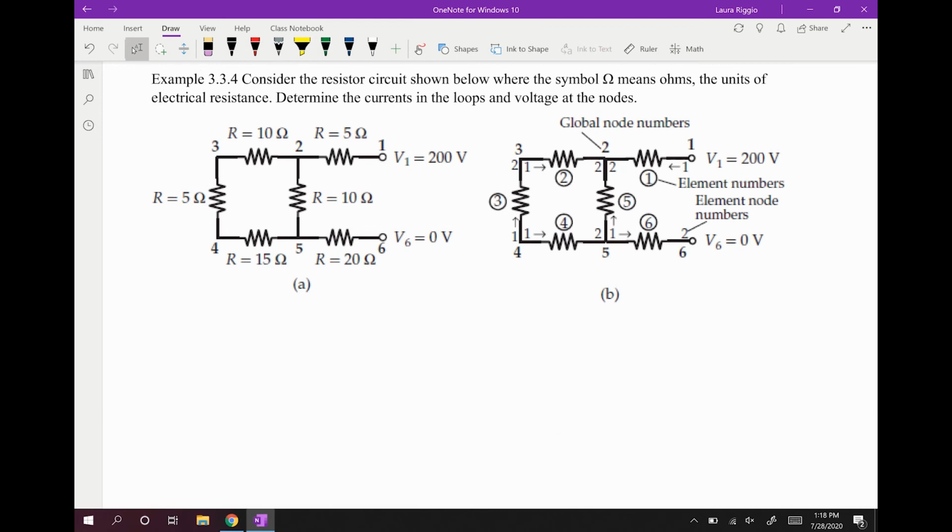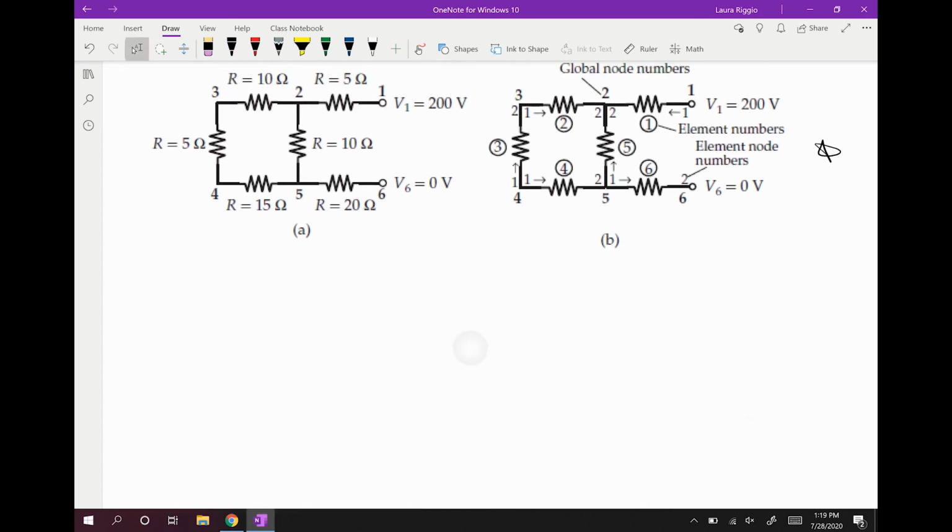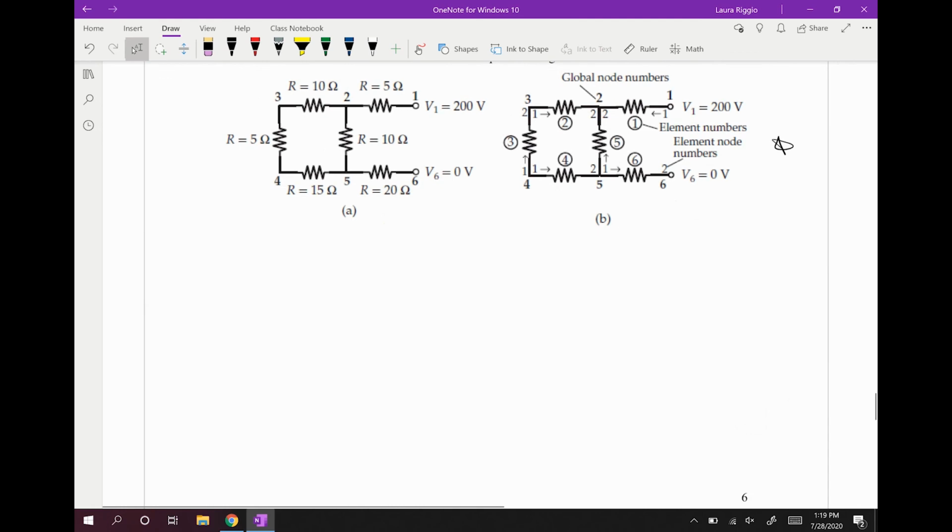We have a resistor circuit shown. We're trying to determine the currents through the loops and the voltage at all of our nodes. So this is where it becomes really important to see how all of the elements in our system connect together. Instead of writing out the equations over and over again, we're really going to pay attention to this picture and how everything connects. So this is going to be 6 by 6.